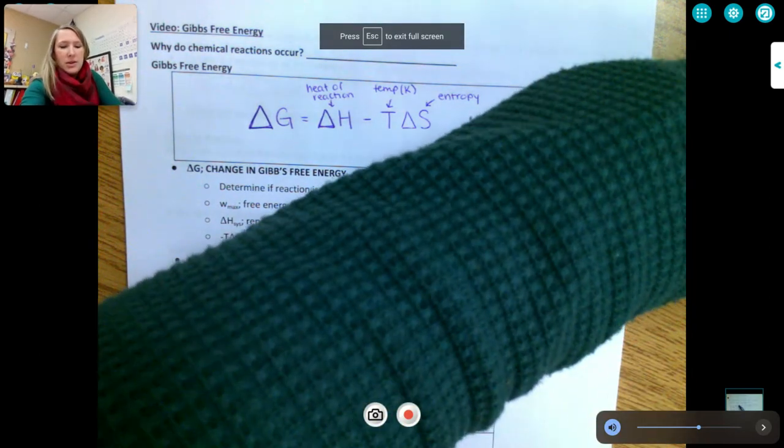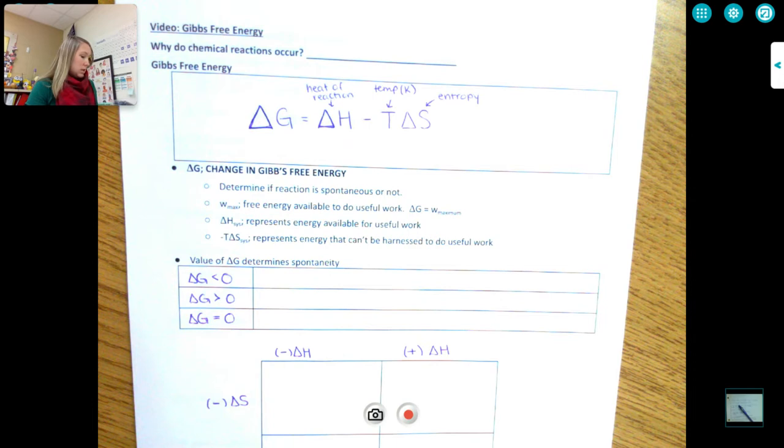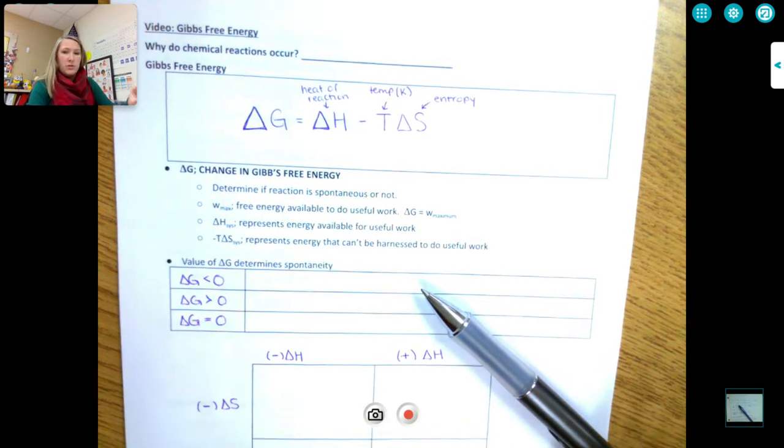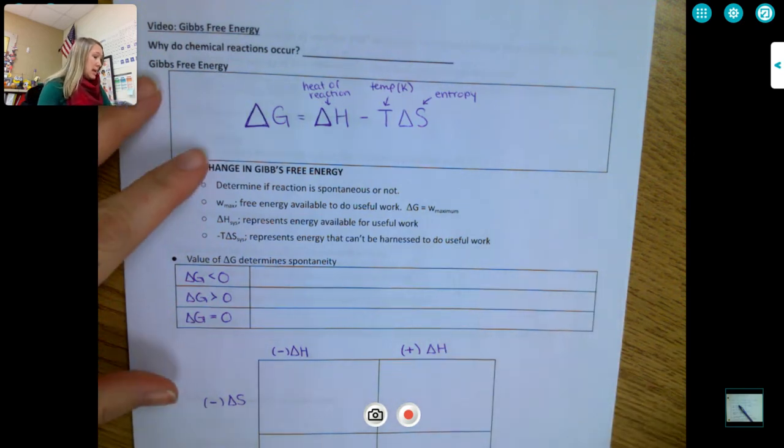Hey AP, in this video we are going to look at Gibbs free energy. So in yesterday's video we talked about enthalpy and entropy, and we said that there's one more factor involved with our thermodynamics, and that's Gibbs free energy, which is our delta G. So we're going to take a look at that today.